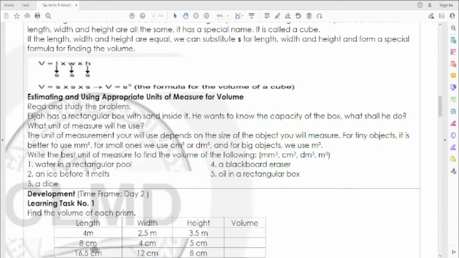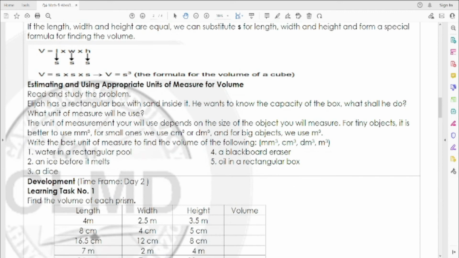So let us now do this. Estimating and using appropriate units of measure for volume.